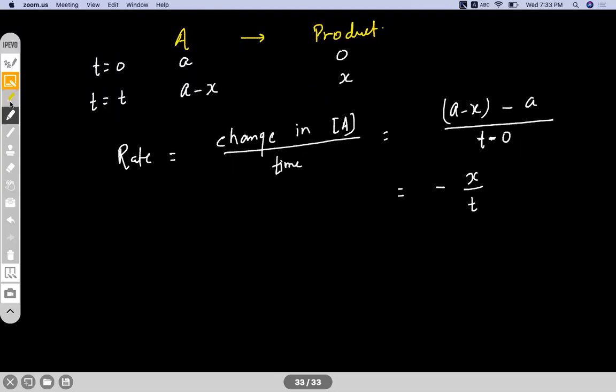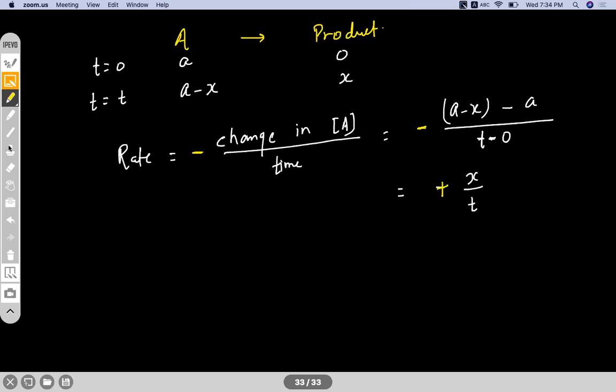So what we do here is, whenever we write the rate with respect to any reactant, we have to introduce a negative sign so that the rate becomes eventually positive. So this is equal to the negative of the change of concentration of A, because A is a reactant, divided by the time. Because the concentration of A is decreasing, to make it positive we just introduce a negative sign here. Right? So we are talking about two instants: the time when A has concentration A and the time when A has concentration A minus X.